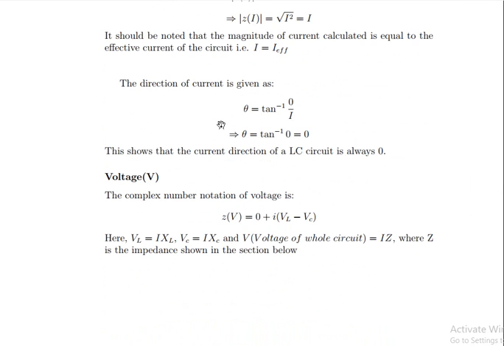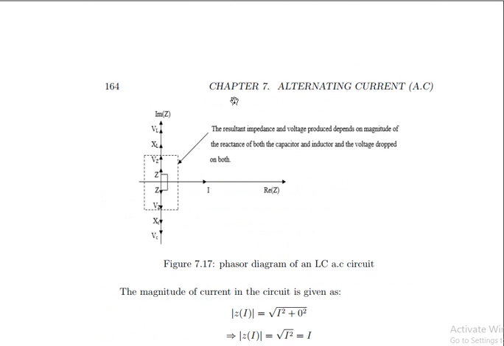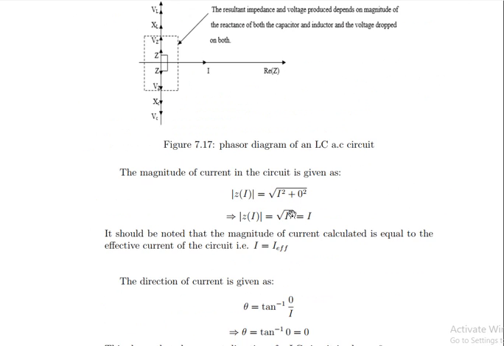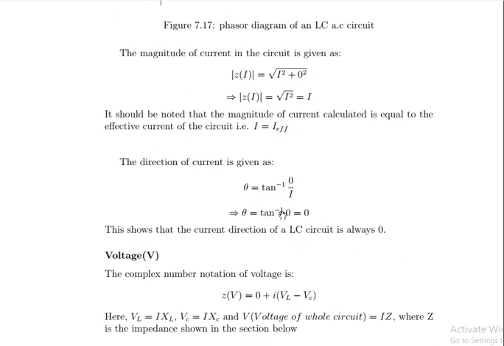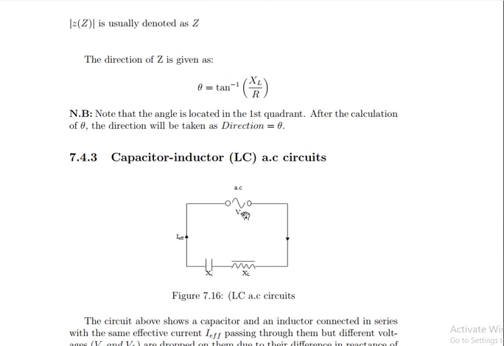So now when you have this, we see that the current written is always equal to I plus i0, and the magnitude is going to be equal to I, which is the effective current. The angle is going to be 0 degrees.